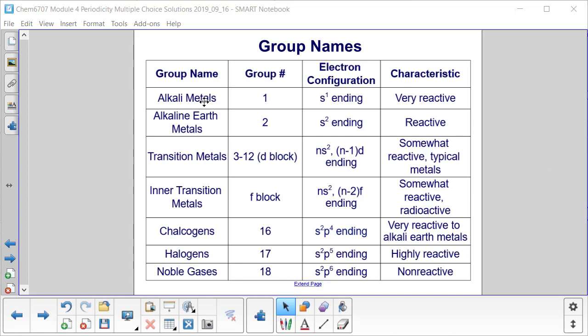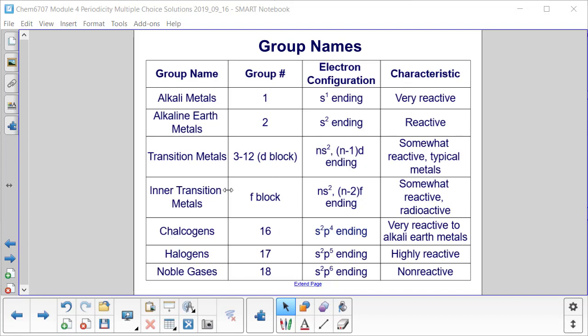So group 1 alkali metals have an s1 ending and are very, very reactive. Group 2 alkaline earth metals have an s2 ending and are very reactive, quite reactive but less reactive than an alkali metal. The transition metals, the D block, have an ns2 and then (n-1)d ending. Transition metals are somewhat reactive. They're what we think of when we think of typical metals.